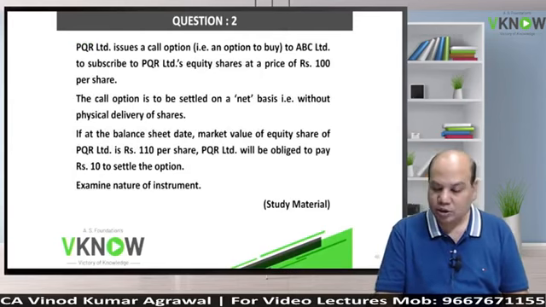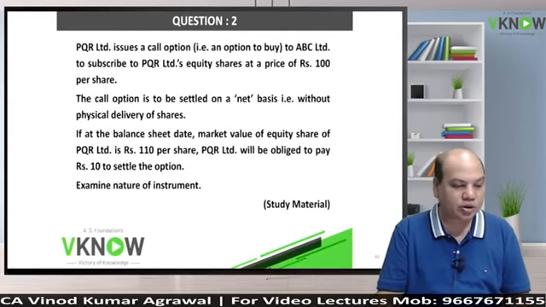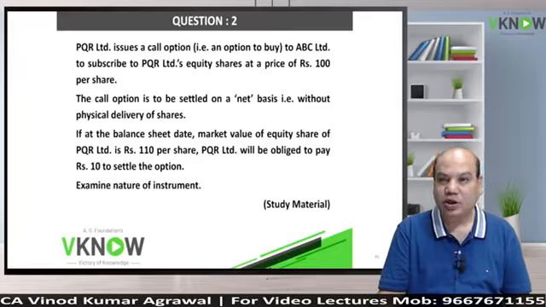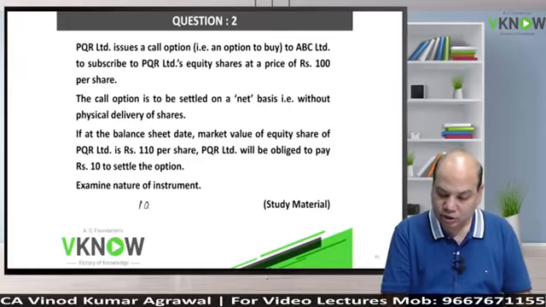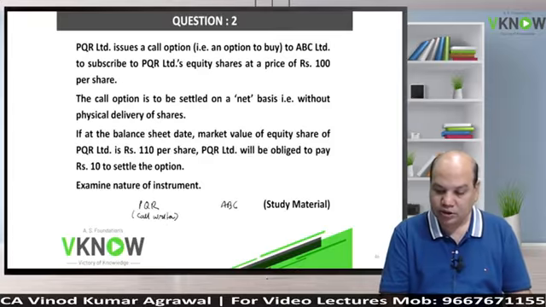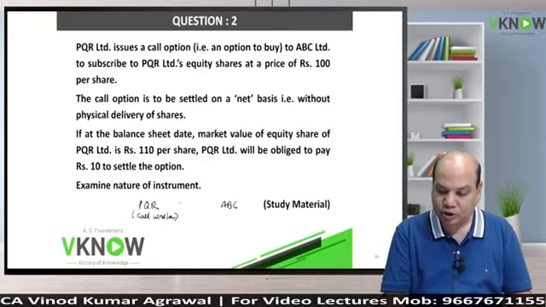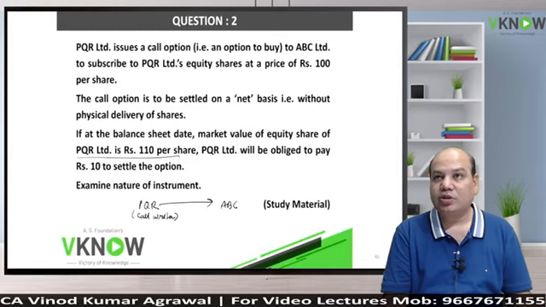So we'll take a question on this. Question number 2 in our book. PQR Limited issues a call option to ABC Limited. So PQR is a call writer, to sell the share at rupees 100 per share. The call option is settled on a net basis. But if on the balance sheet date the market value of the equity share of PQR is 110, same example, then you have an obligation to settle 10 rupees.